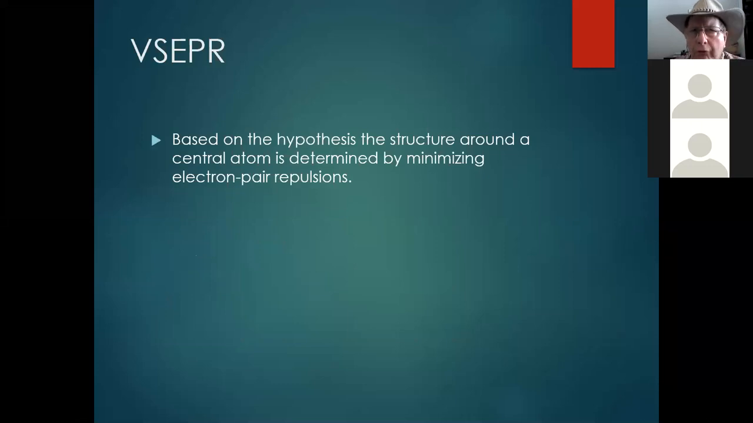VSEPR is a theory that we're going to use to determine the geometric structure of a molecule by pushing each electron cloud away from each other. Now, if I have a lone pair of electrons, I have an electron cloud. It's got electrons in it. It has a certain force that it is using to push against other electron pairs. And what we want to do is develop a geometric structure that minimizes these electron pair repulsions.